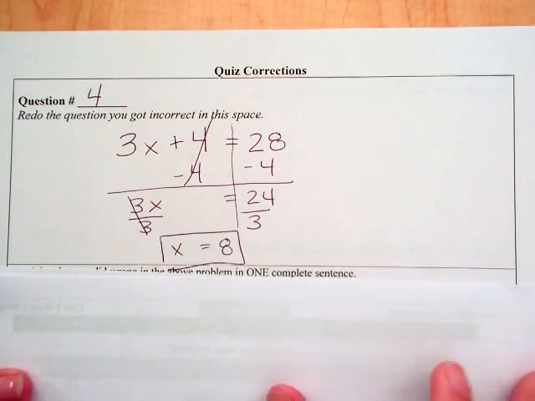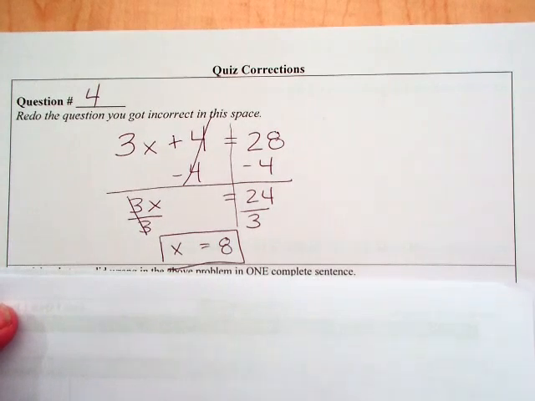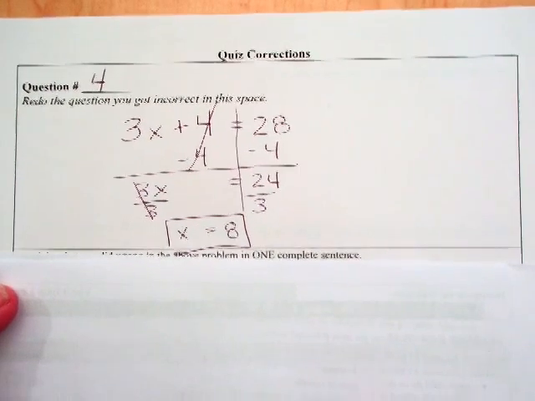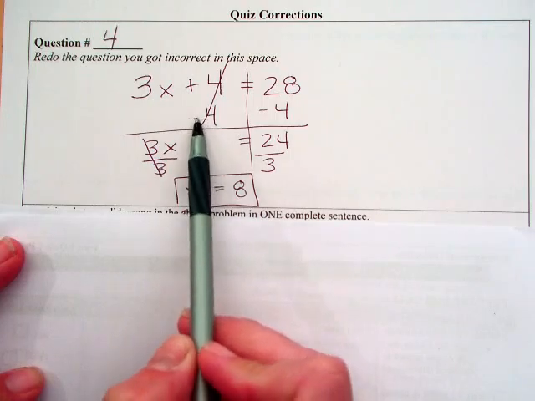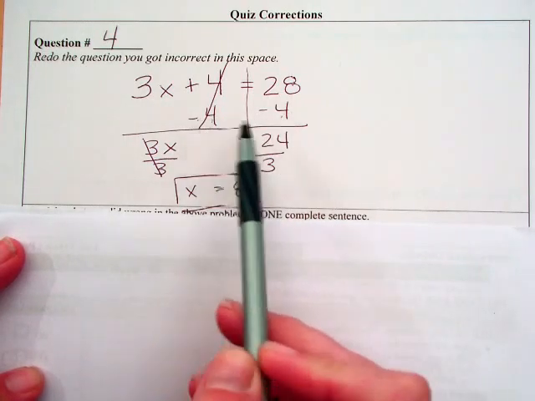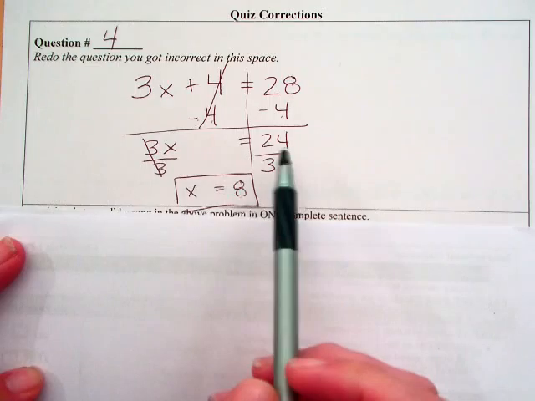Okay, but I'm not done yet. Underneath that, I need to write down the reason I got the question wrong the first time. So in this case, I got the question wrong because the first time I did this problem, I added 4 to both sides instead of subtracting 4, and therefore my answer came out incorrect.